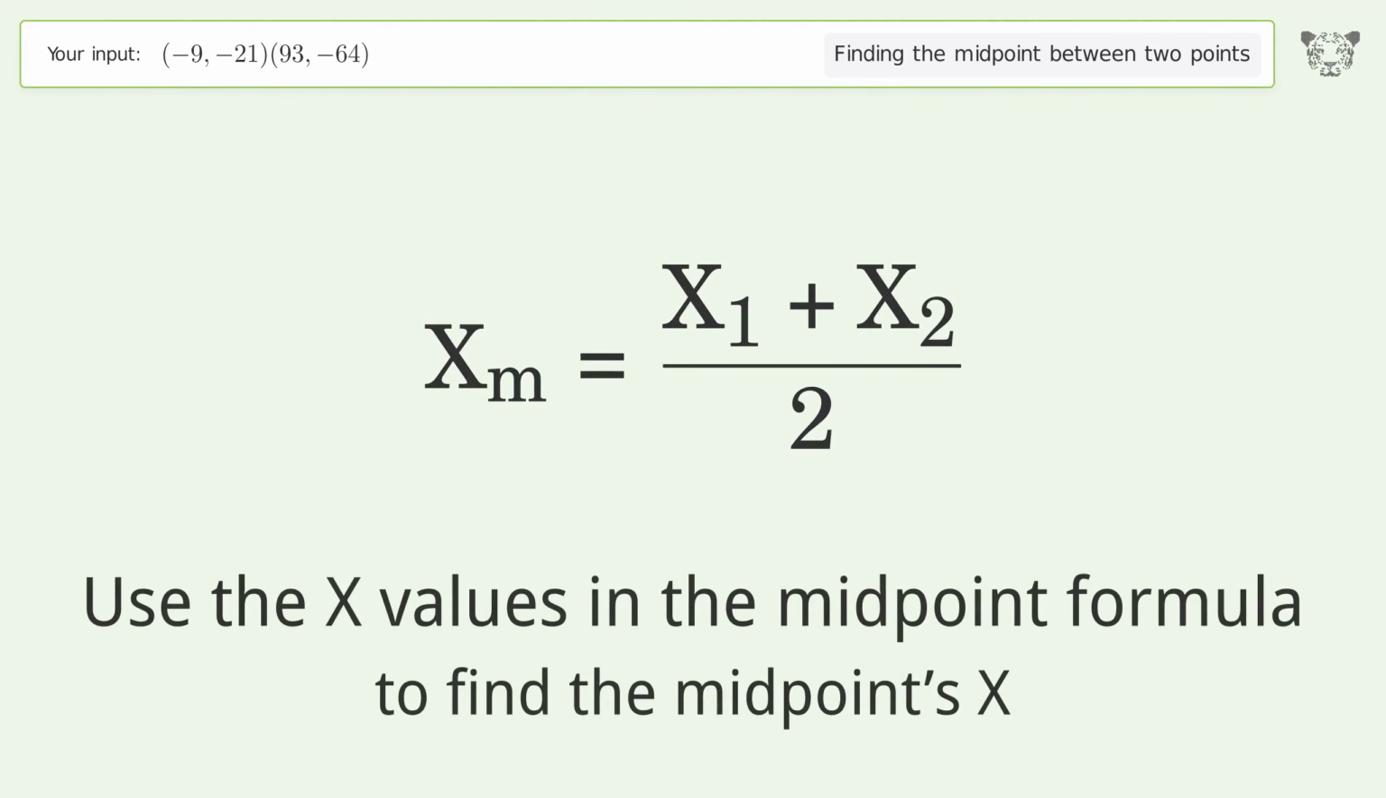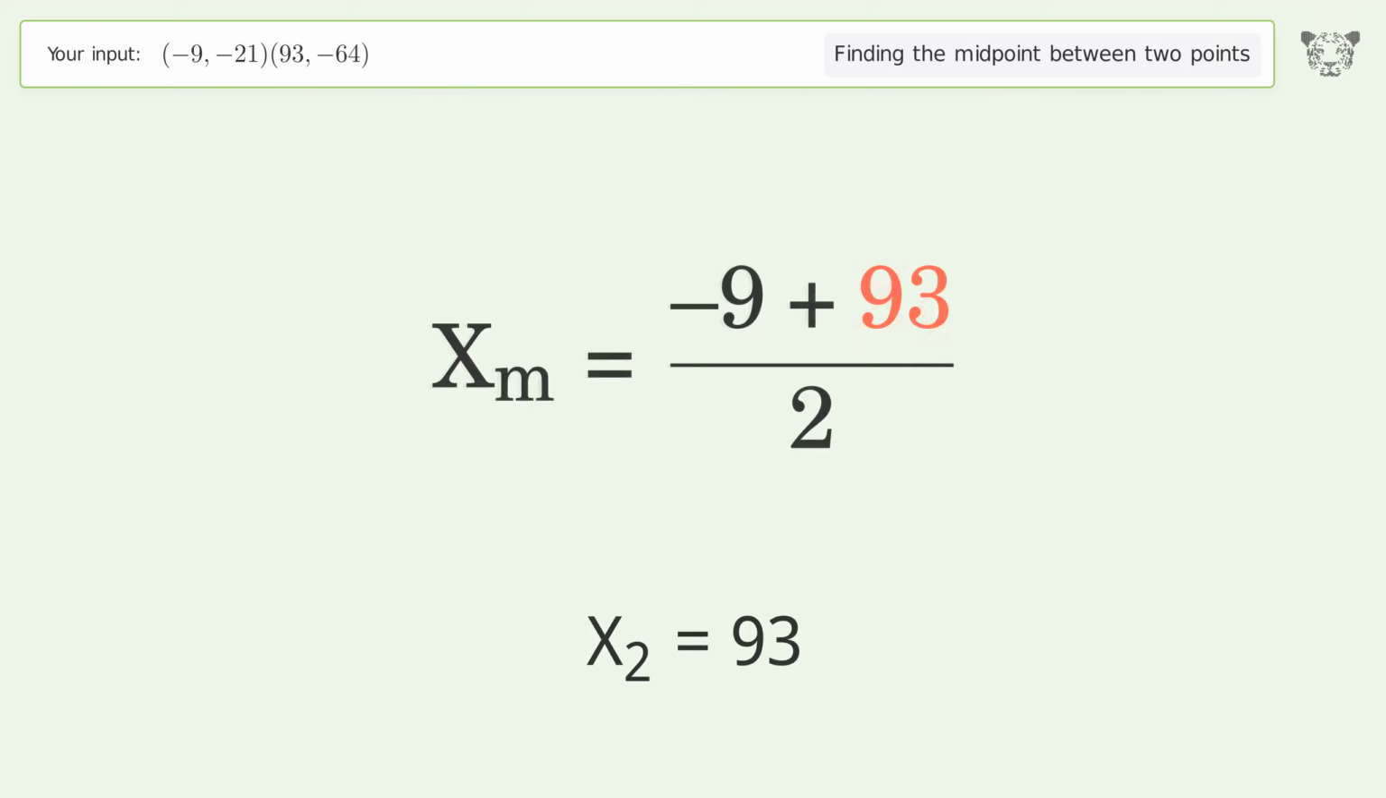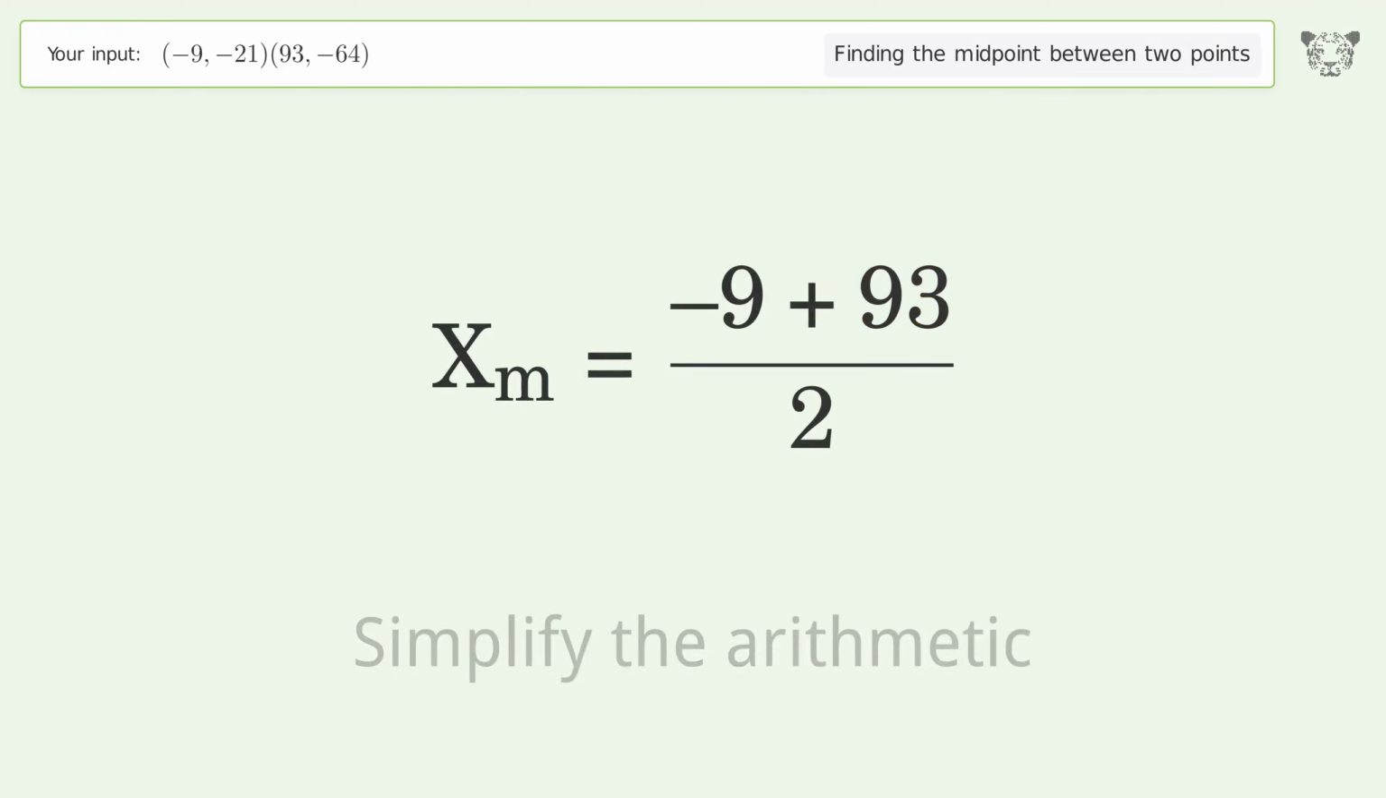Use the x values in the midpoint formula to find the midpoint's x. x1 equals negative 9. x2 equals 93. Simplify the arithmetic.